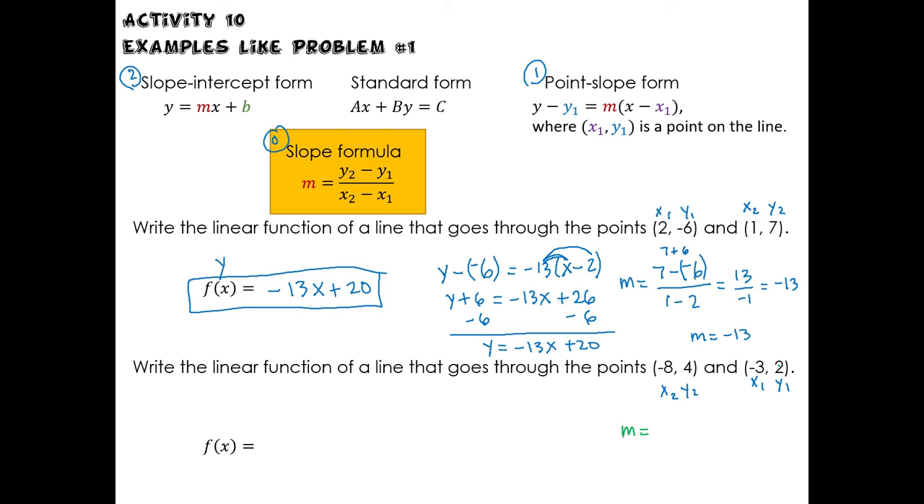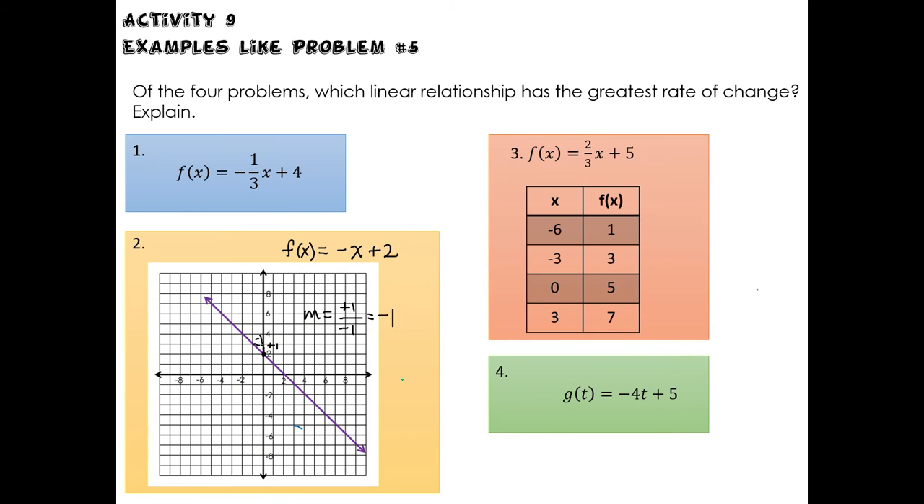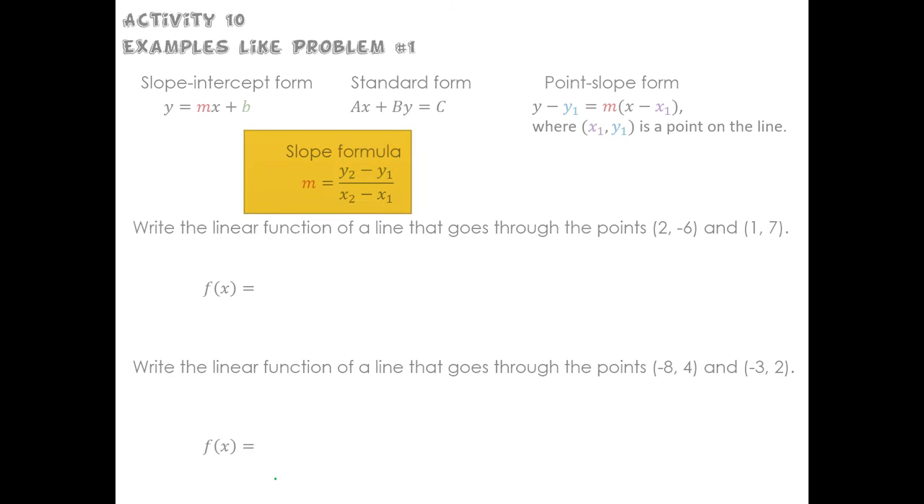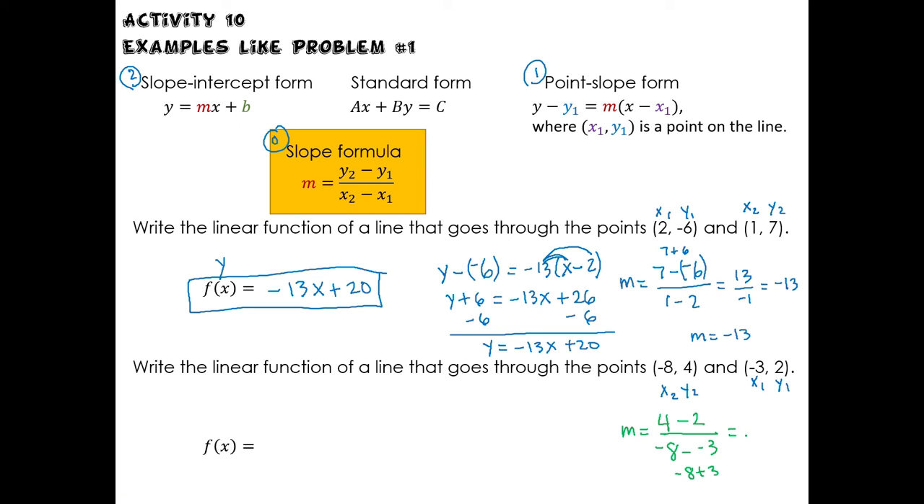So it's going to be y2 minus y1. So it's going to be 4 minus 2 over x2 minus x1. So it's going to be negative 8 minus a negative 3. All right. So remember, this is the same thing as negative 8 plus 3. So hopefully if I write on here, it will not disappear. Yay. So that's 4 minus 2, which is just going to be 2. And negative 8 plus 3 is going to be negative 5.